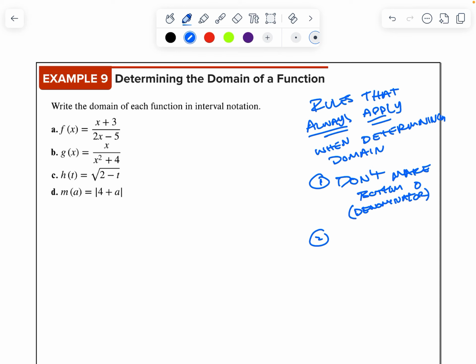And number 2, we're going to end up graphing these things. These are functions, right? We can't square root a negative number. Anything that makes a negative in a square root is a no-no for the domain, because it's going to give us not a real number. It's going to give us an imaginary number.